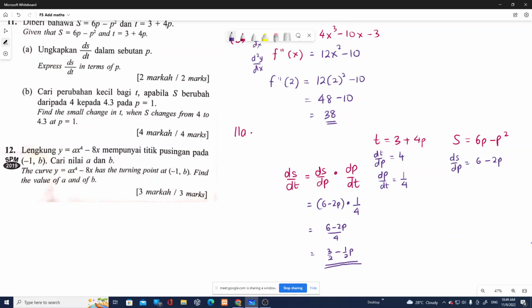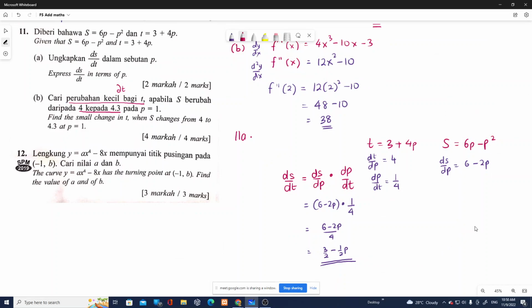Okay, untuk soalan B, cari perubahan kecil. Remember small change. So delta something. Cari perubahan kecil bagi T, so they want delta T, betul tak? Itu delta T, apabila S berubah daripada 4 kepada 4.3 pada P ialah 1. Understand tak?